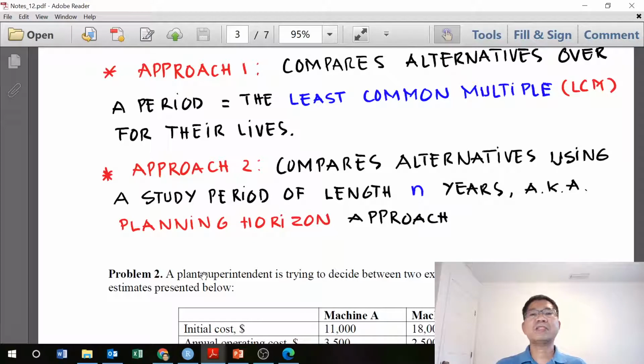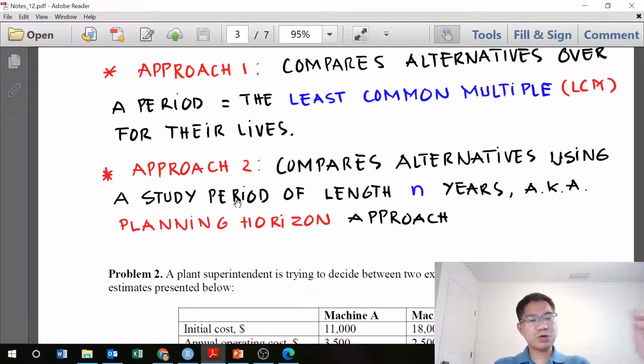And then the question becomes, if the first alternative lasts 9 years and the other alternative lasts 11 years, what is the least common multiple of 9 and 11? It should be 99 years. So we have to compare over a period of 99 years. Do you believe that? For me, I cannot live another 99 years to see the benefit of that investment. So people don't want that. Too long. So that goes to approach number two.